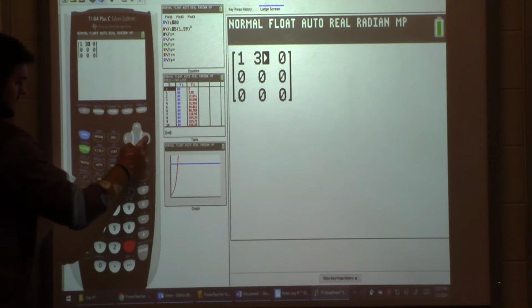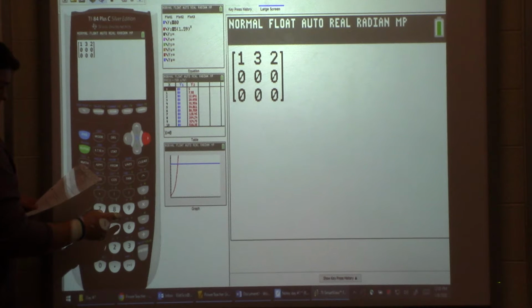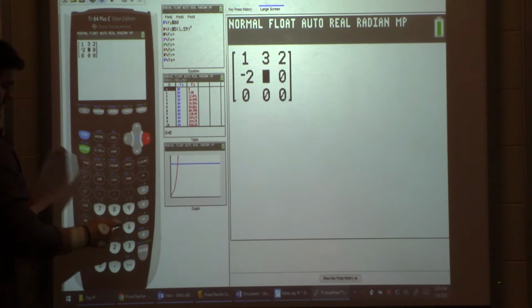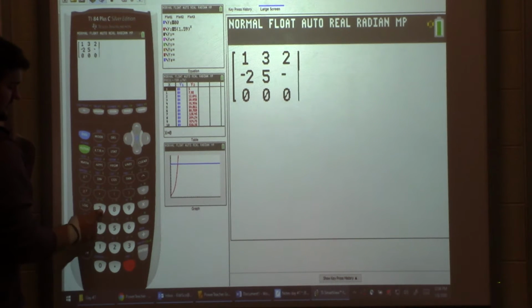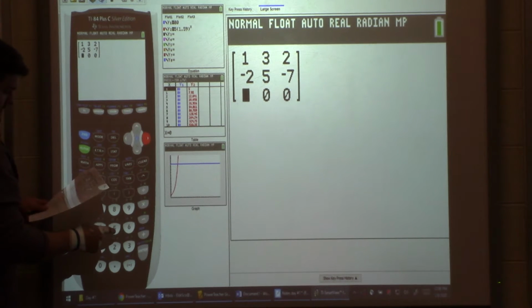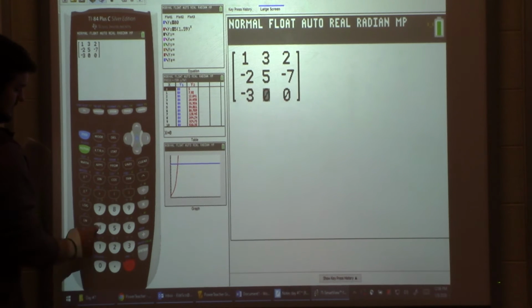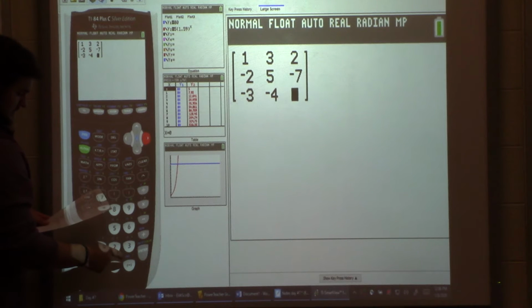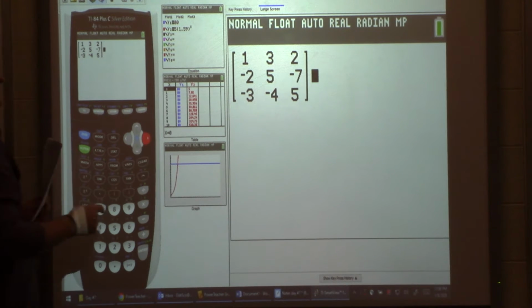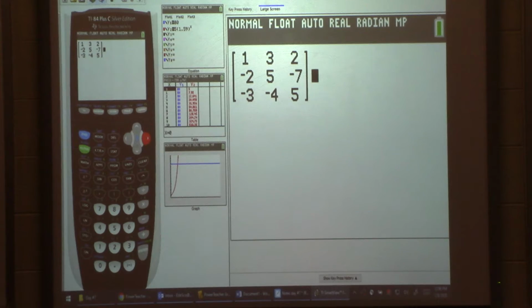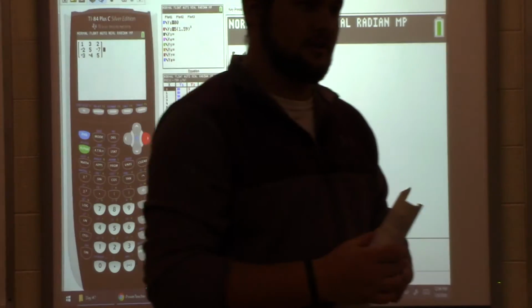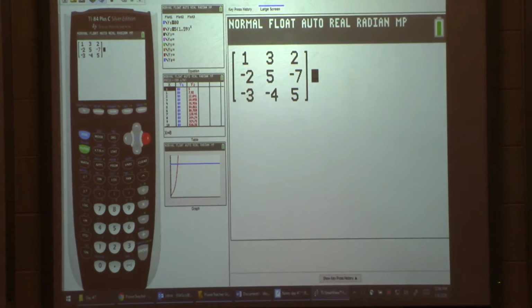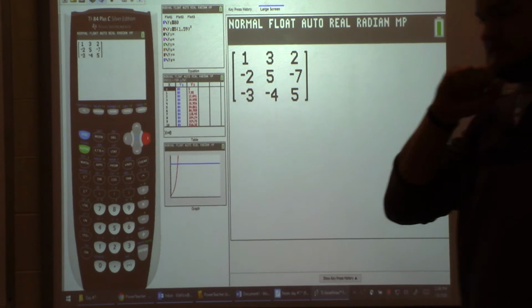1, 3, 2, negative 2, 5, negative 7. Alright, does everyone remember how to put the matrices in their calculator? Yes. The alpha zoom, or if you have the older ones, that second matrix button. Okay, I'll explain that in 2 seconds. I always want to make sure everyone gets input in first.